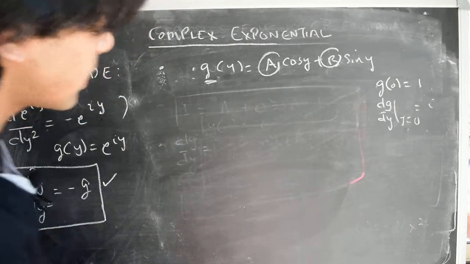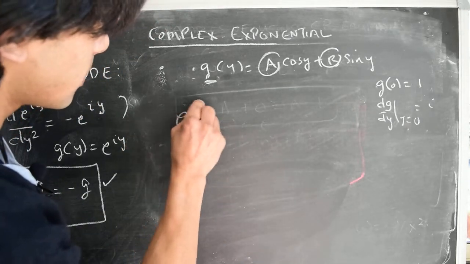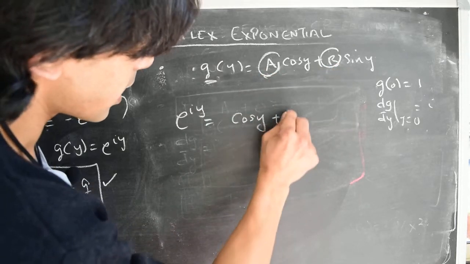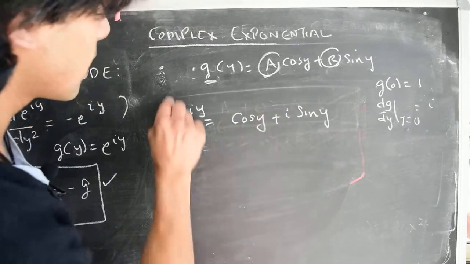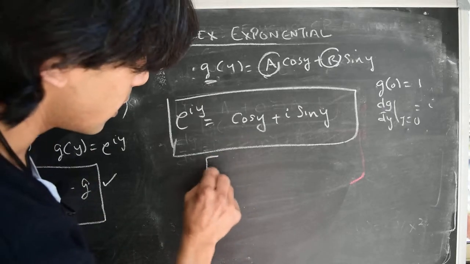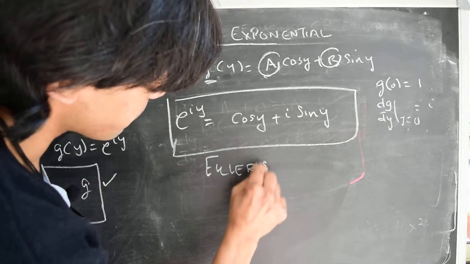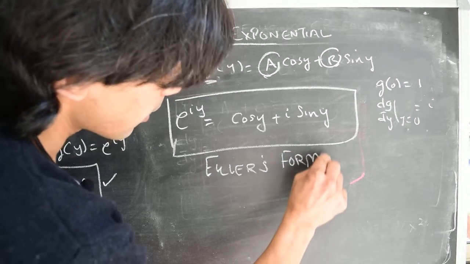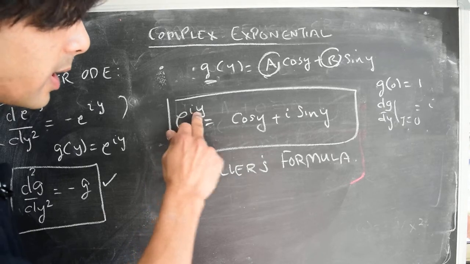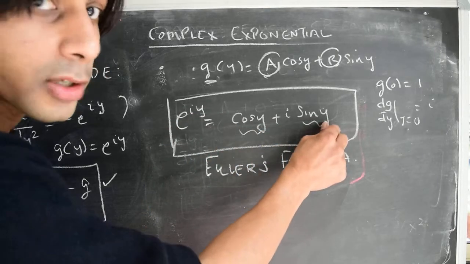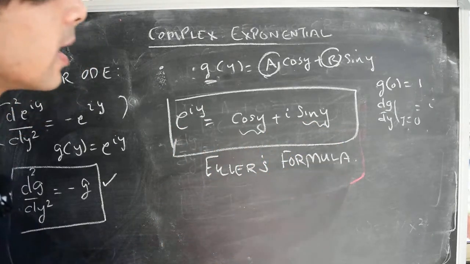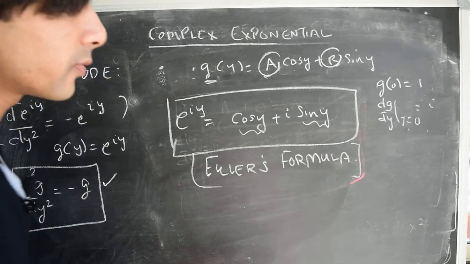So together we find that g(y), which is e to the power of iy, is cosine y plus i sine y. And this is a very famous formula known as Euler's formula, which expresses a relation between the complex exponential e to the power of iy and elementary cosine and sine functions. So it says that e to the power of iy is actually cosine y plus i times sine y. This is a very useful formula to remember.